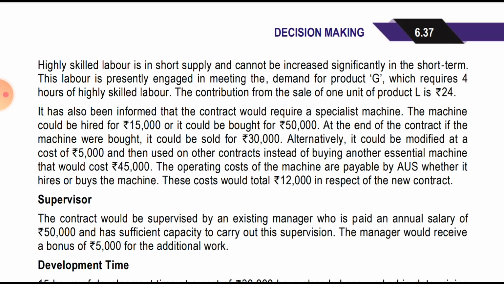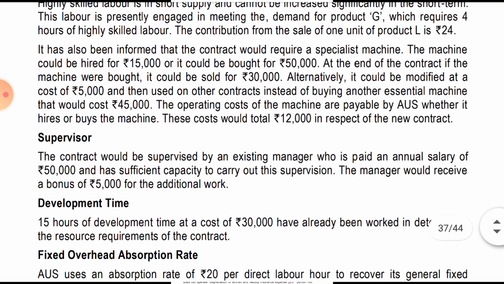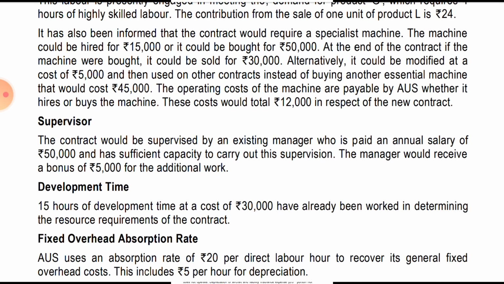Okay, this is done. The operating costs of the machinery are payable by AUS, whether it hires or buys the machinery. This cost would total 12,000 in respect of the new contract. So this is basically an additional fixed cost. So this will also form part. It is not irrelevant, it is relevant.